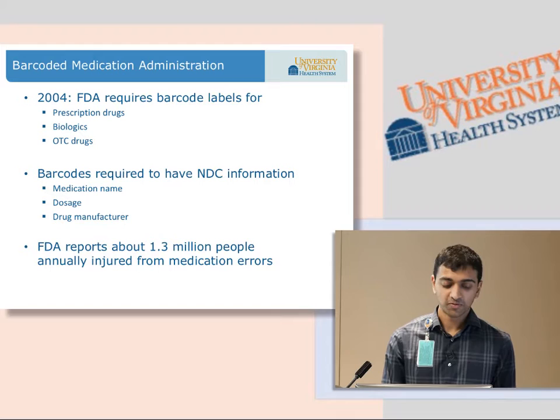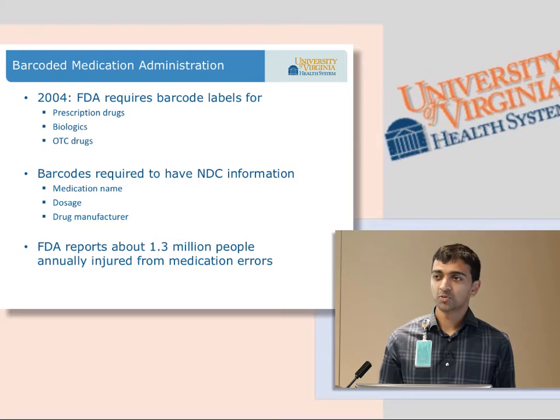So in 2004, the FDA required barcode labels on pretty much everything. So our prescription drugs, our biologics, as well as our over-the-counter drugs. From those barcodes, it's required that the minimum amount of information it should have is the NDC. What the NDC is, I'm sure you've all seen too, is that 10 to 11 digit number. It typically contains the medication name, so the product, the dosage, and the drug manufacturer labeler. So at the bare minimum, all products are required to have that information.